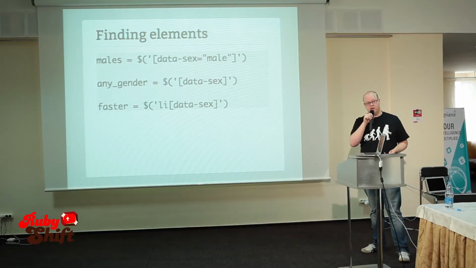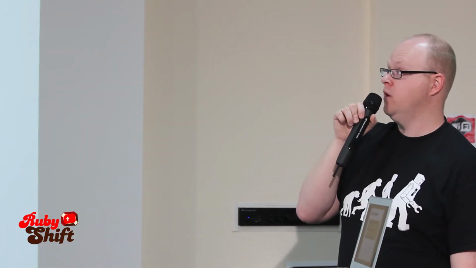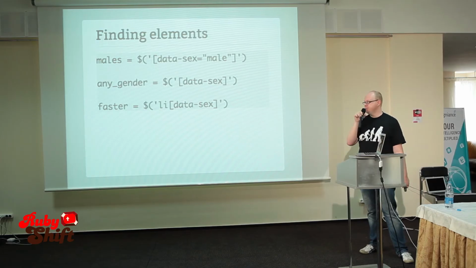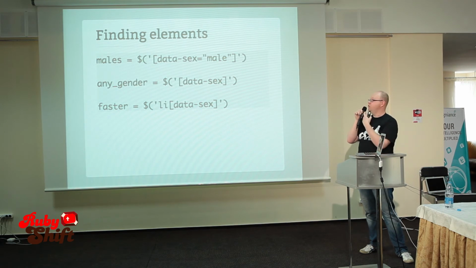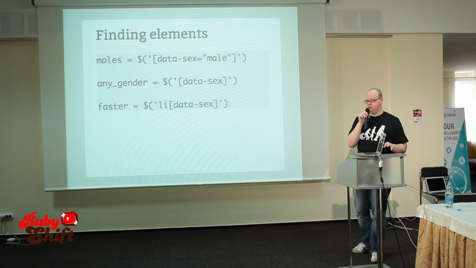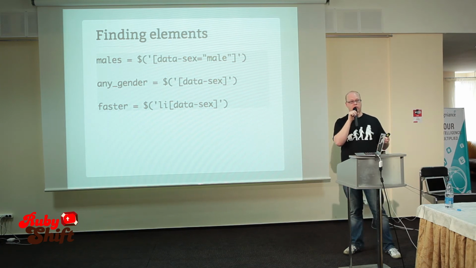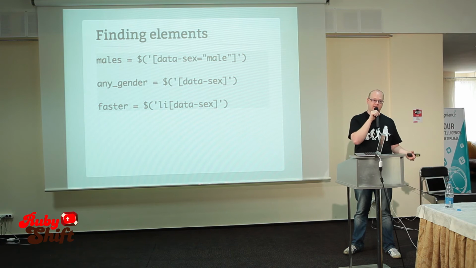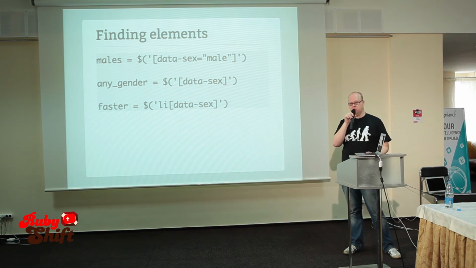And then using jQuery, you just start it like this, as you would do with class names. The first one just finds all males. The second one finds any element which has a gender set, and the third one is faster. This limits the second one to all elements that are of the type list item. This is way faster because jQuery and JavaScript in general can first make a selection based on that element type and then only search for data attributes in there. So this works perfectly fine.